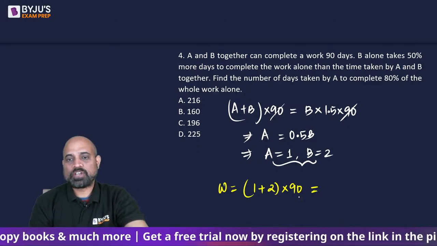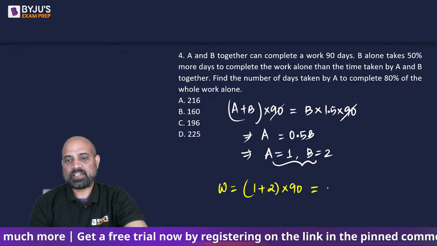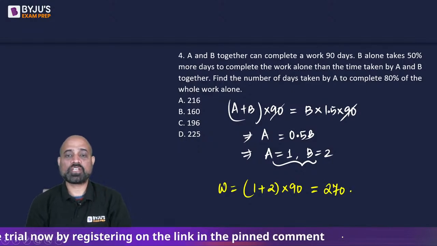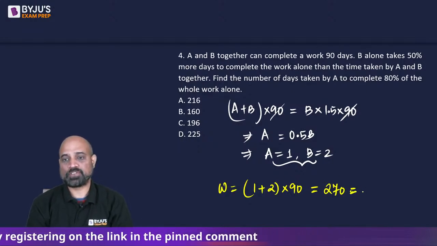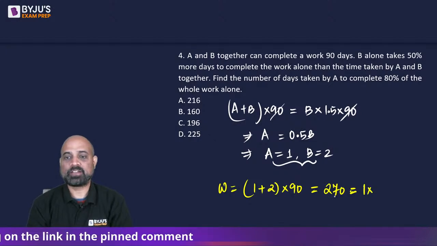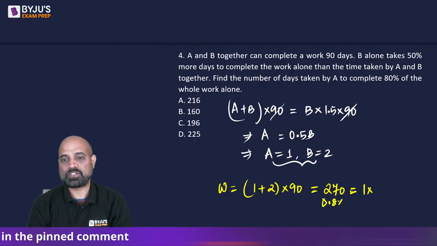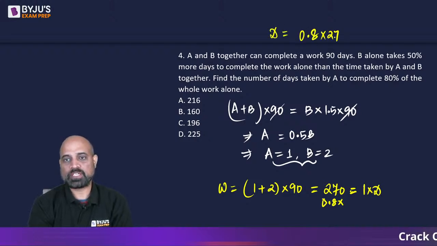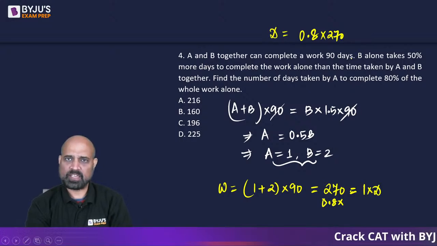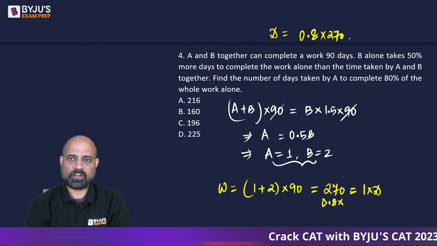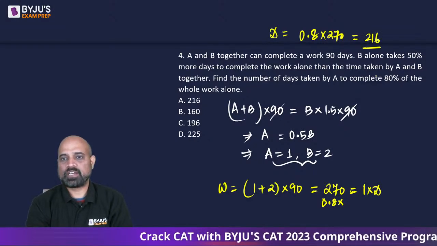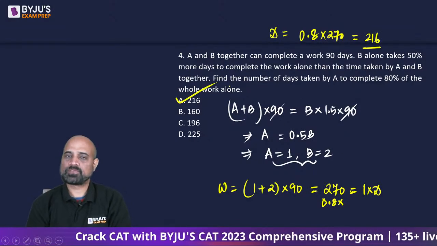So this is going to be 3 into 90, 270. Now the question asked is, this 270 units of work A is supposed to complete, but only 80% of it in how many days? So if you solve this, we'll get D is equal to 0.8 into 270 upon 1, 1 being its efficiency. So that one is not our concern. So 27 into 8 will give us 216. So option A is the answer.